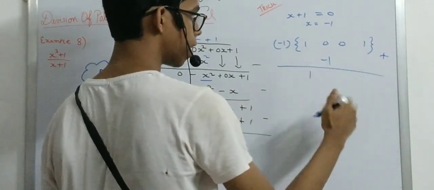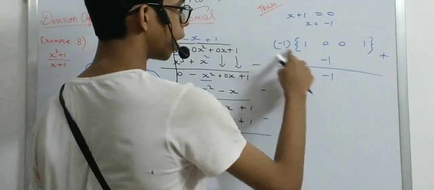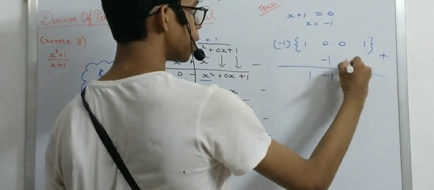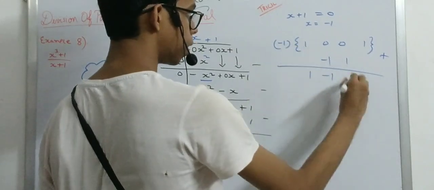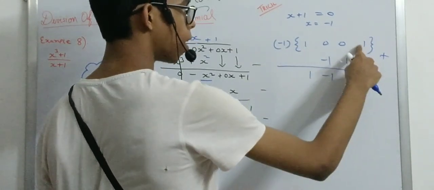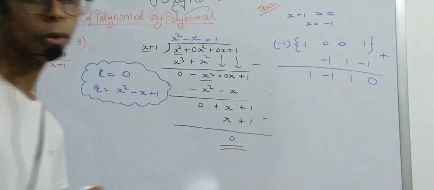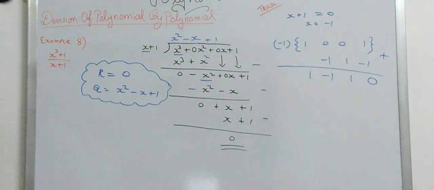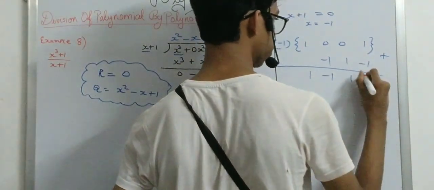Then you should add these both. 0 plus minus 1 is minus 1 itself. Then minus 1 into minus 1 is plus 1. 0 plus 1 is 1 itself. Minus 1 into 1 is minus 1. Then 1 plus minus 1 is what? 0. Now I have told you, whatever the last term that you get after doing this will be your remainder.